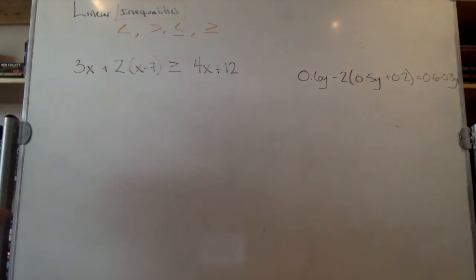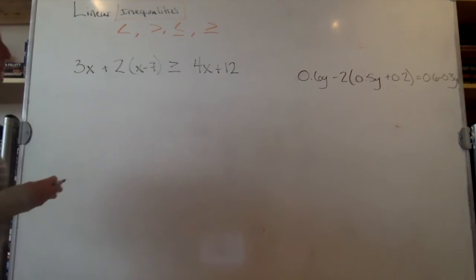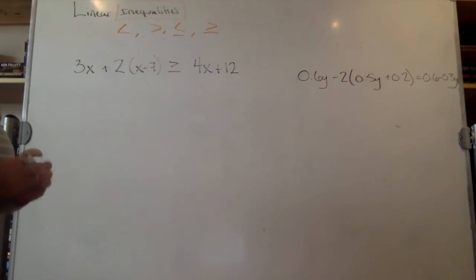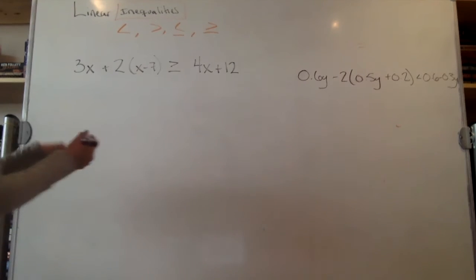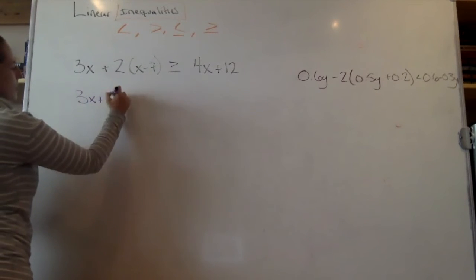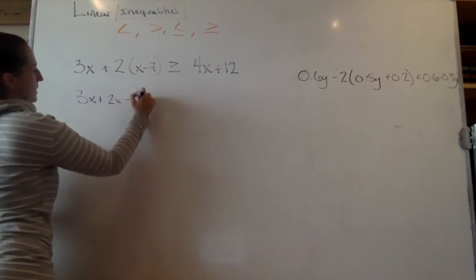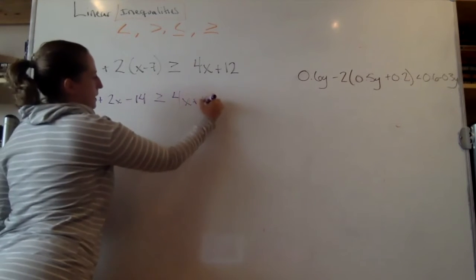First we have 3x plus 2 times x minus 7 greater than or equal to 4x plus 12. Let's see what we would do first. First we would distribute. So I'll have 3x plus 2 times x is 2x, 2 times negative 7 is negative 14, greater than or equal to 4x plus 12.